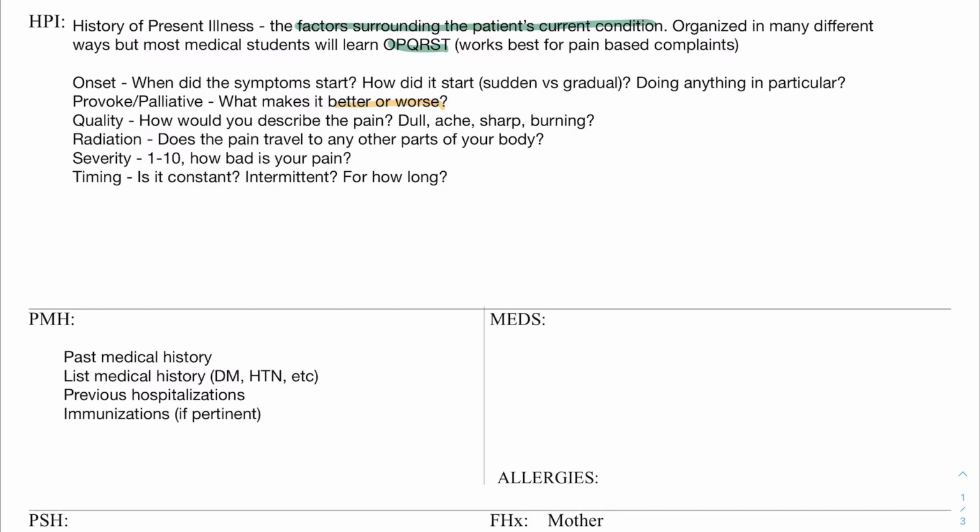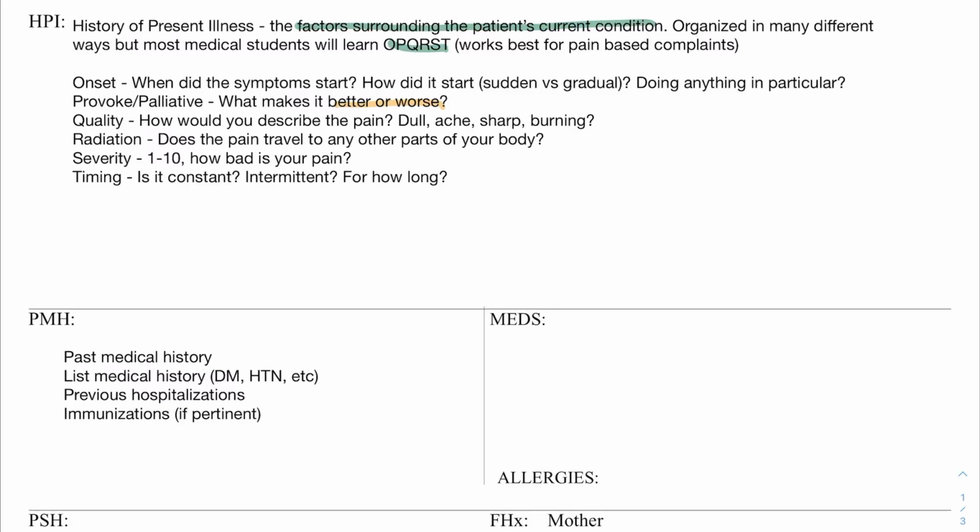The other side of that, though, is what makes it better. If the patient tells you that my chest is hurting, but it gets better with Tylenol or ibuprofen, yeah, that's not your heart. Your heart is going to have pain because it is dying, not because there's inflammation or because your muscles surrounding like your rib cage are in pain. So the factors that make the pain better are very, very important as well.